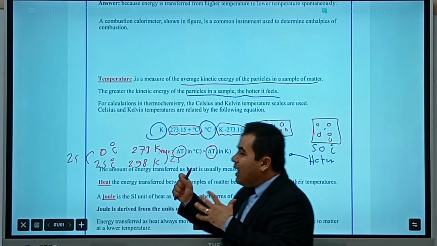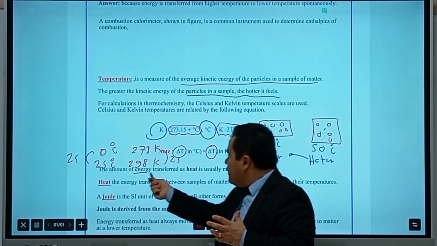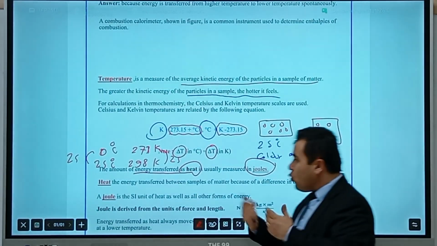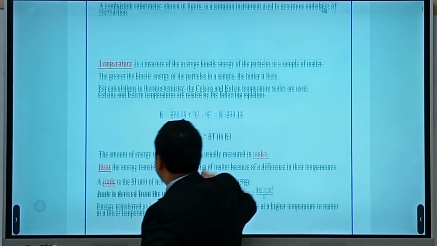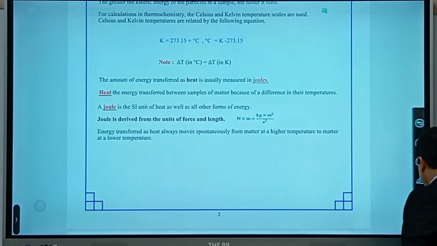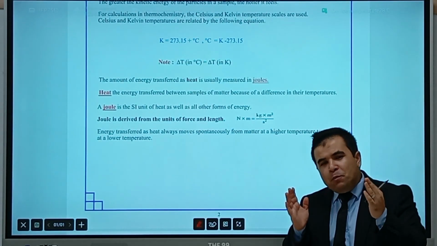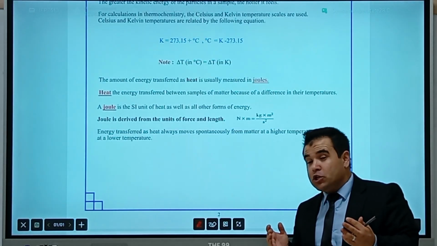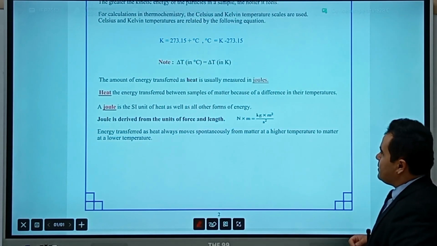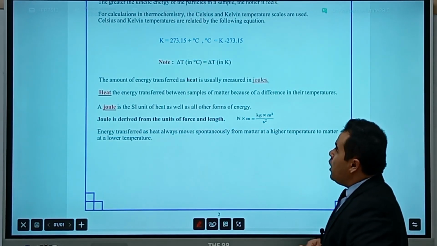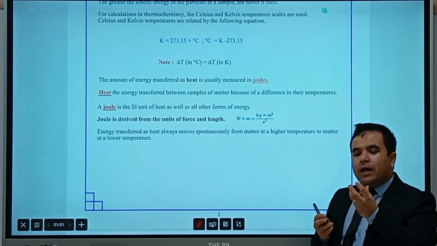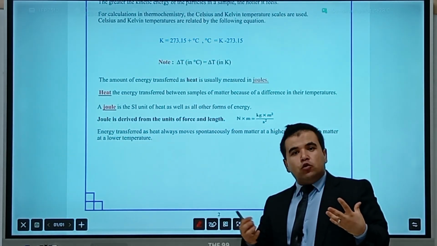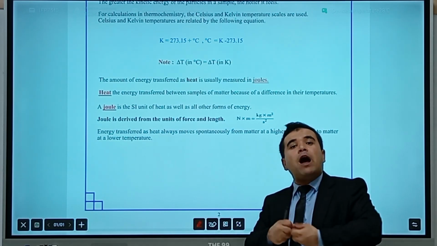Let us talk about heat. The amount of energy transferred as heat is measured in joules. So what's heat, guys? What's heat? Heat of the system. Temperature was a scale of measurement which measures the average kinetic energy of the particles in a system. But heat is an amount of energy, a type of energy which can be transferred between systems due to having different temperatures.